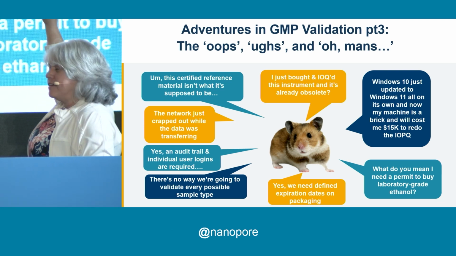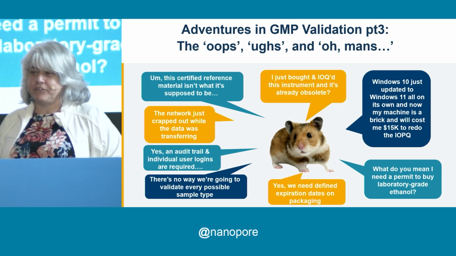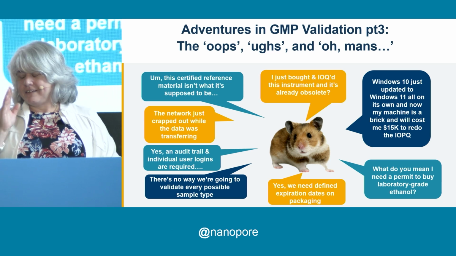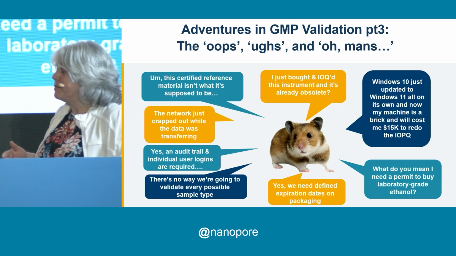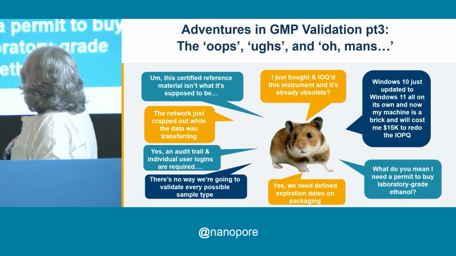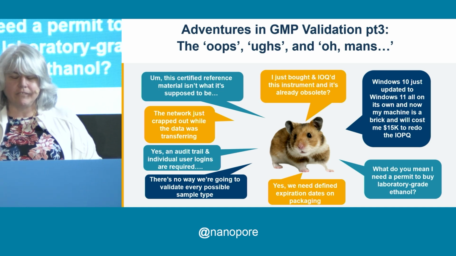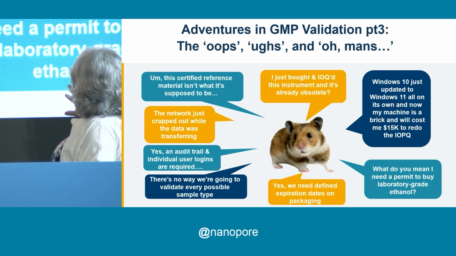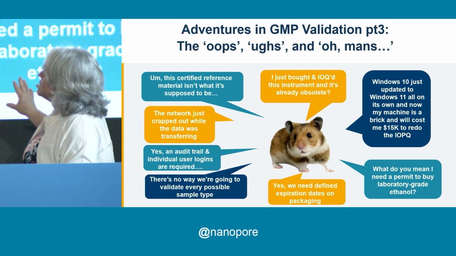This one has happened. Windows 10 machines update by themselves to Windows 11, even though you try to put protections in place, and it bricks it. Not only does it brick it, when you try to unbrick it, it can cost a considerable amount of money because you have to do IOQs on that. And then, of course, the famous one here is, why do I need to buy a permit? Why do I need a permit to buy ethanol in Pennsylvania? Apparently, there's a lot of drunks in Pennsylvania that they need to worry about. But these are elements that you have to keep into consideration here.